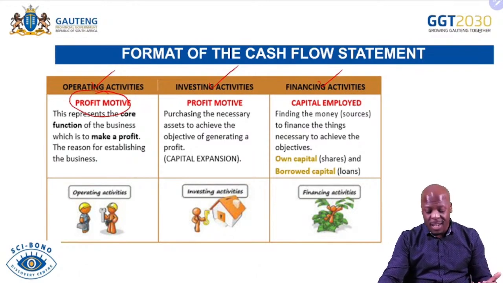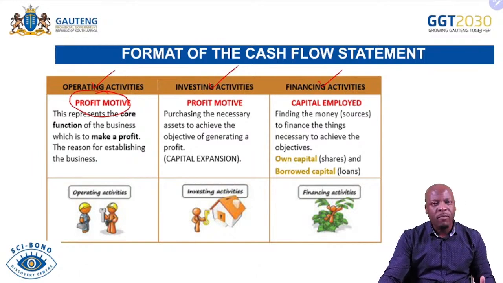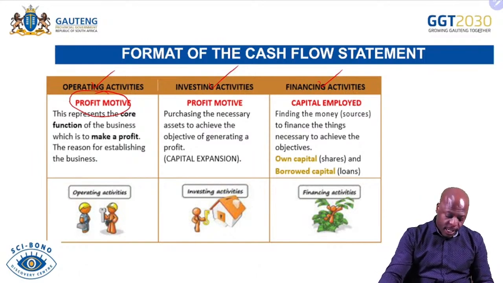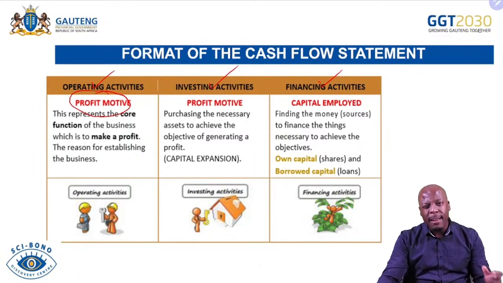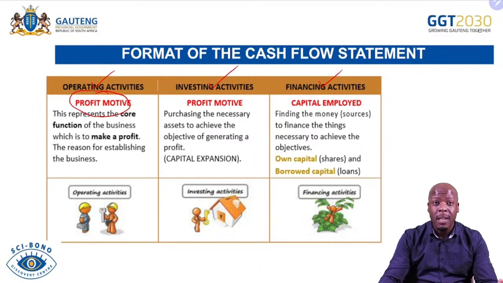And then your investing activities, now we are looking at what equipment are we acquiring for us to achieve the objective of generating our profit. In other words, here we're talking capital expansion. Then the last part, as I said earlier on, it is your financing activities. That is, how do we get the money to finance our objectives?